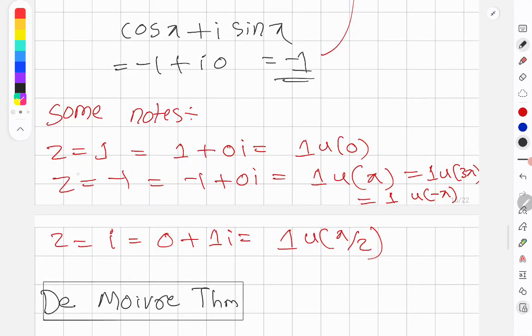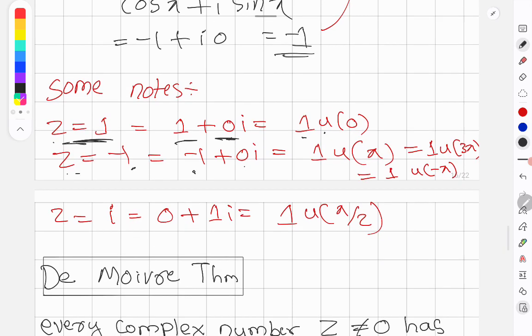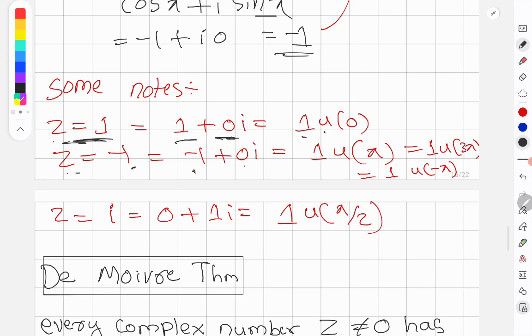Some notes: if your z is just 1, that means 1 plus 0i, so it's like 1 times e to the power 0. They're written the same way. If your z is -1, it's -1 plus 0i, so it's 1 e^{iπ}. And if z equals i, so it's 0 plus 1i, that is 1 e^{iπ/2}.